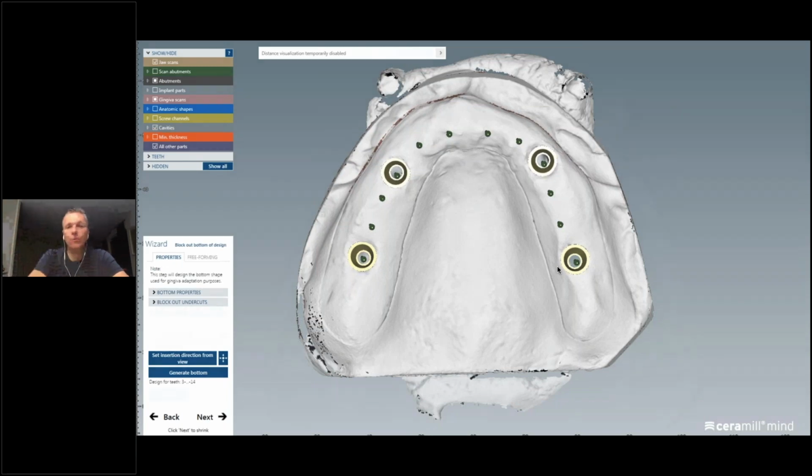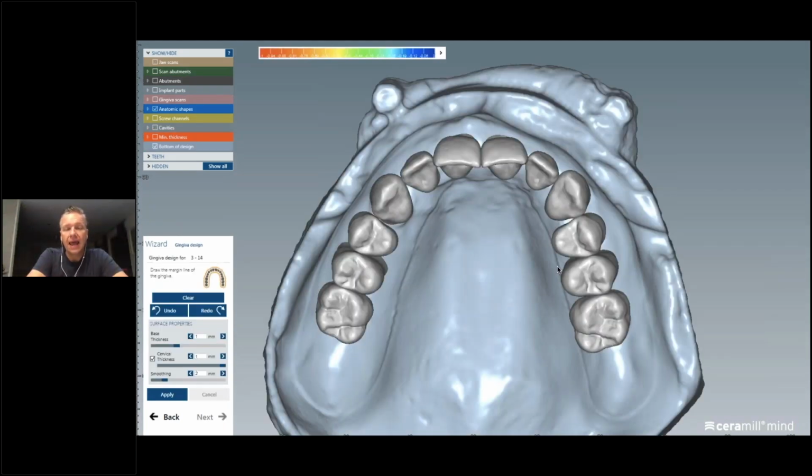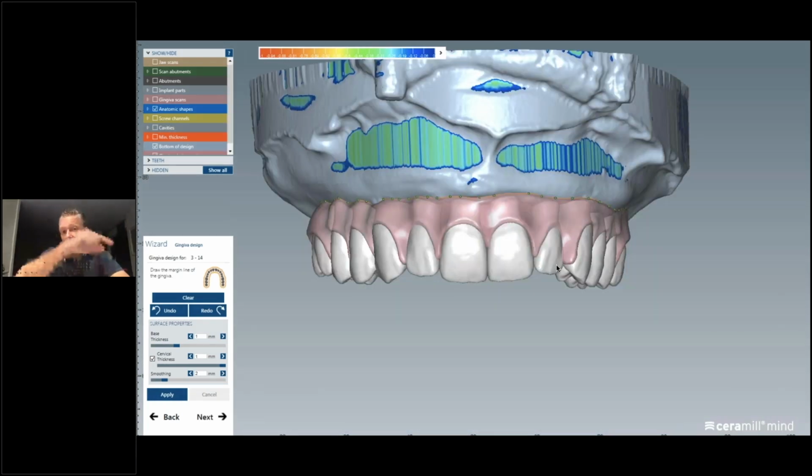And here in blue now, the blocked out model, which is basically a copy of the other model. And I now can start designing that gingiva. You see here my little orange line, the green dots. I go around that gingiva where I would like to have the gingiva. And sometimes I have to go a little bit more than I actually want to, but I can take it back later on. So now the computer gives me a proposal for the gingiva, seen here in pink.